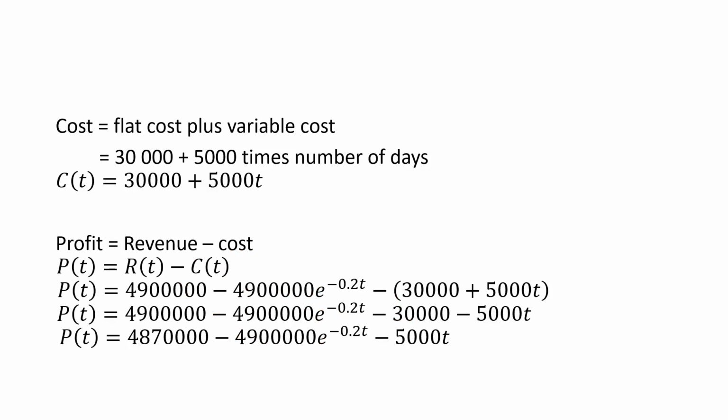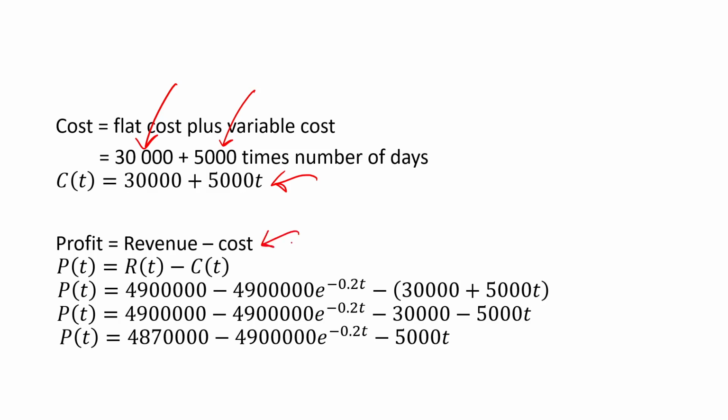Well, our costs include flat costs plus variable costs. So our flat cost given in the question is $30,000. This ad costs $30,000 upfront to produce. Now our variable cost, since it's $5,000 times the number of days, we have to figure that in as well. Well, the number of days is given by t. So our cost formula is simply 30,000 plus 5,000 t.